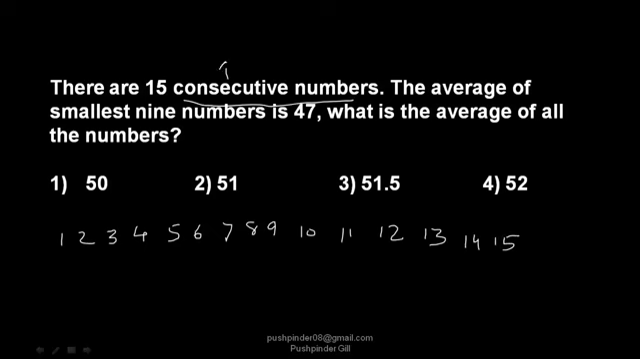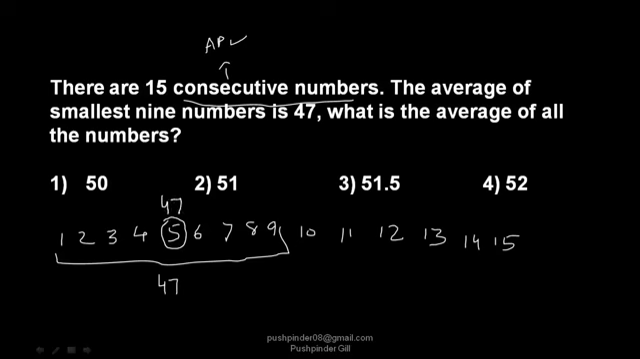So what are consecutive numbers? Like 5, 6, 7, 8, 9, 10, 11, 12. All those are consecutive, which have a common difference of 1. So can I say that they are in arithmetic progression? Yes, they are. The average of the smallest 9 is 47. So these are those 9 numbers, and the average of this is 47. So which is that number? That is the middle number, 1 plus 9 by 2, which is the fifth number. The fifth number is equal to 47.